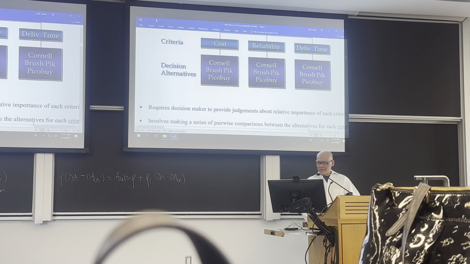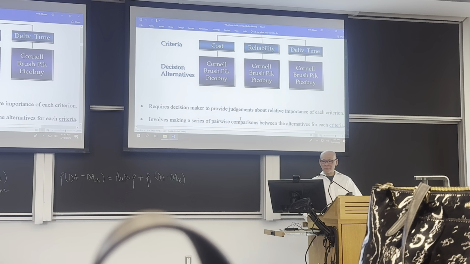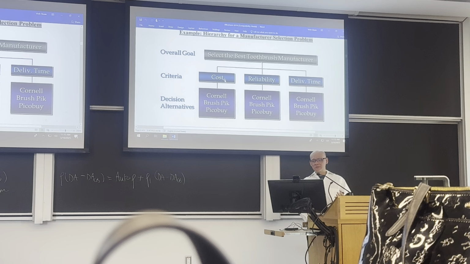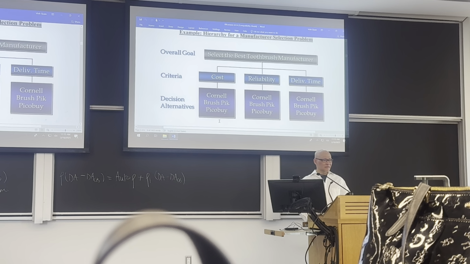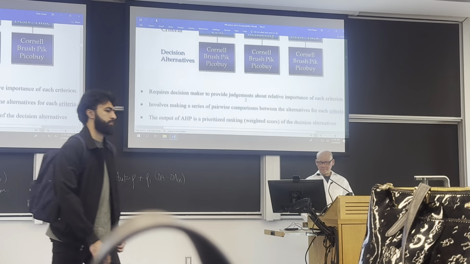So with this AHP method, it requires the decision maker to provide judgments about the relative importance of each criteria. So you'd be asked how much more important is cost compared to reliability, how much is cost compared to delivery time. Right? And it involves us making a series of pairwise comparisons between the alternatives for each criteria. Then the decision maker will be asked, okay, let's look at cost. How much better is Cornell compared to Brush Pick? How much better is Cornell compared to Pickleball? And we do the same thing for reliability and delivery time.